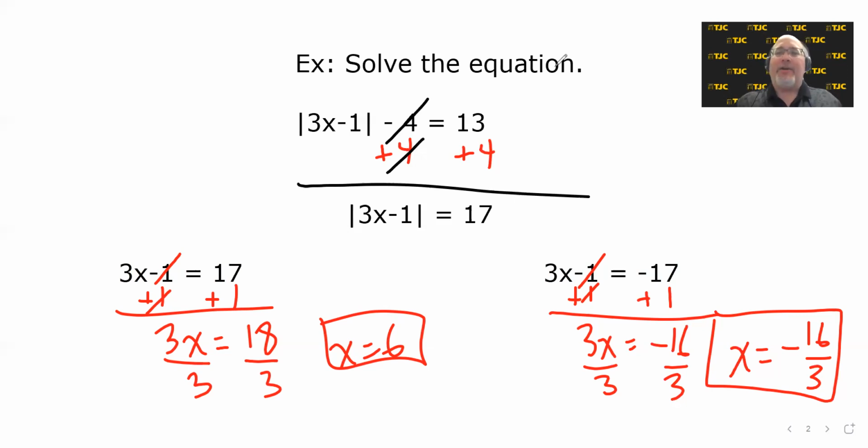But once we got it there, once we had absolute value of an expression equals a number, as long as that number wasn't negative, we could put the expression equal to that number, which is what we did when we put 3x minus 1 equals 17 right here. And we put that expression equal to the negative of that number. 3x minus 1 equals negative 17. That removes the absolute values, and then we can finish solving.